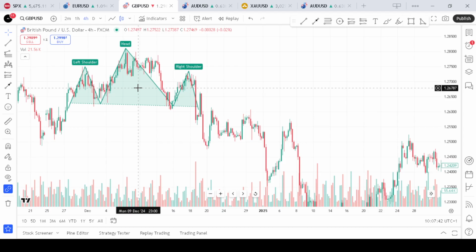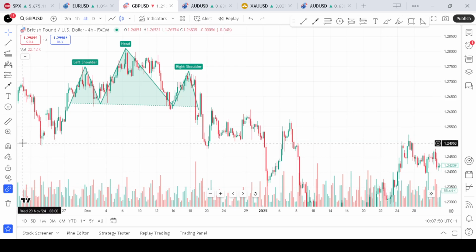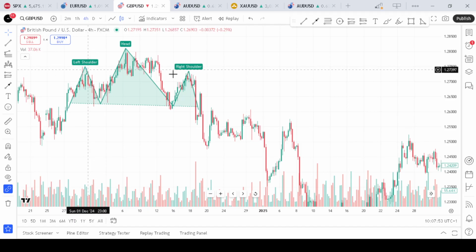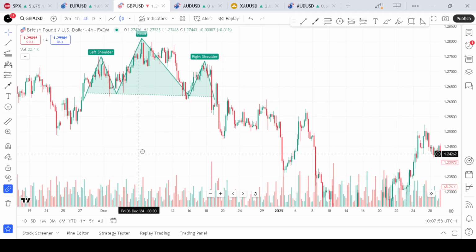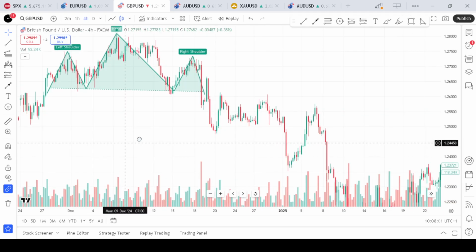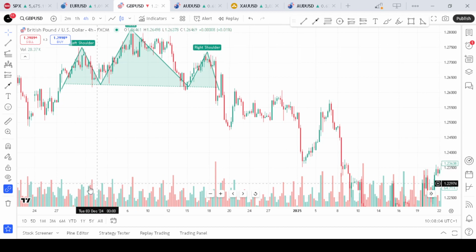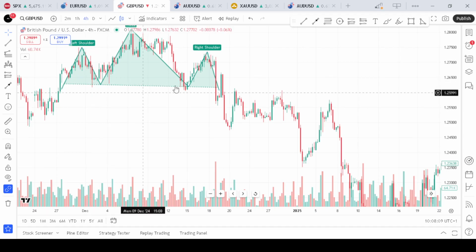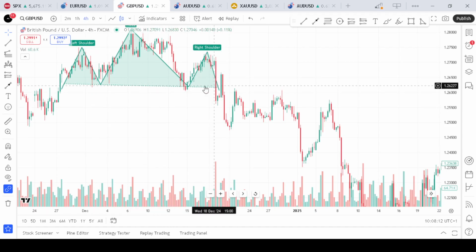Now let's see the characteristics of the head and shoulders, just to understand it. For symmetry, the left and right shoulders are usually similar in height, not always, but usually. Then we look at volume. The volume often decreases during the formation of this pattern, and as we can see in this area, we are experiencing reduced volume during the formation of the pattern. Remember, the neckline can be a horizontal or slanted line. This slope can provide additional insight into market sentiment. So it's either a slope or a straight horizontal line.